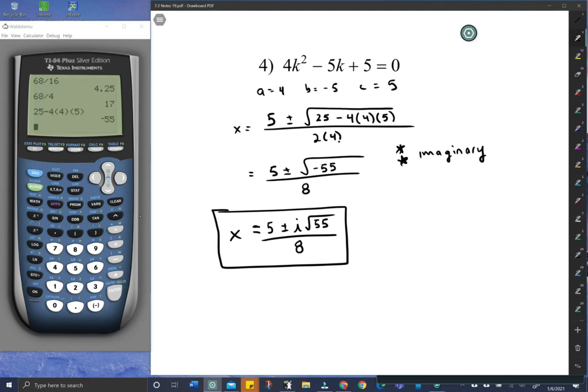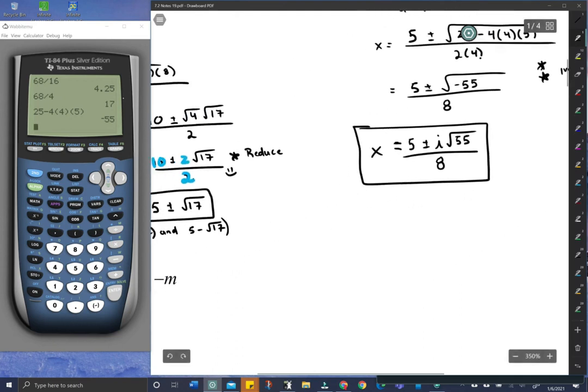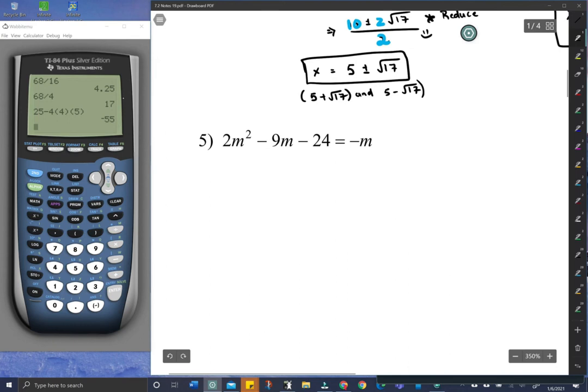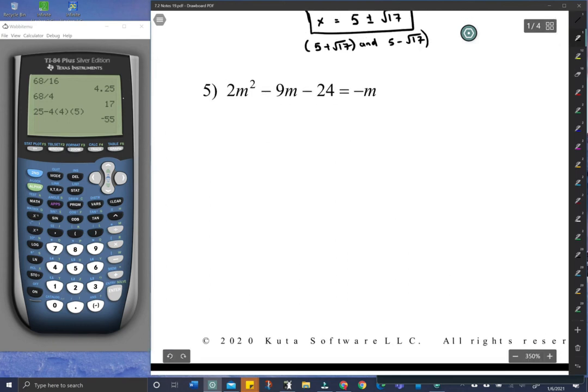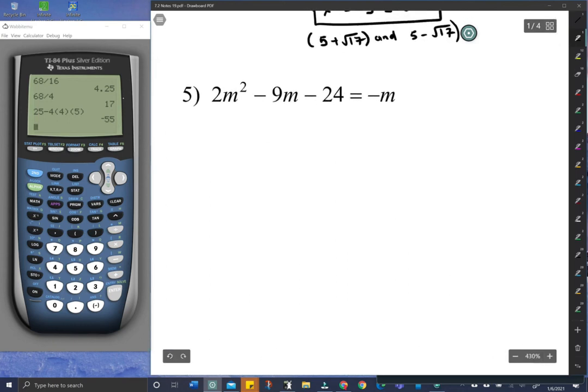And our grand finale, the last one here, it's really the same thing. This time, oh man, it's set equal to negative m. Don't let that scare you. Again, set it equal to 0. Add m. Make sure you add it to the right term. 2m squared minus 8m minus 24 equals 0. And let's bring out the quadratic equation. I guess you could divide everything if you wanted, but let's just stick with the formula.